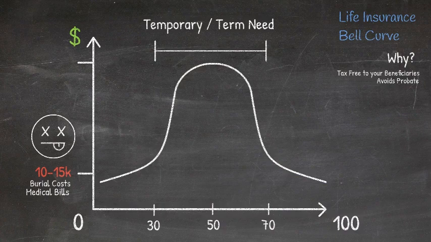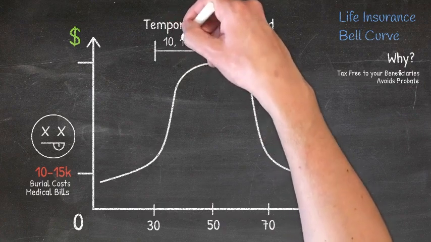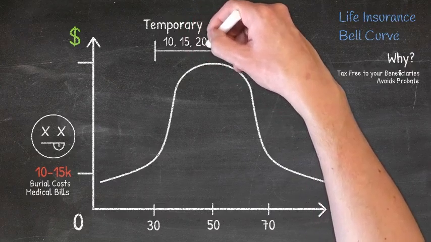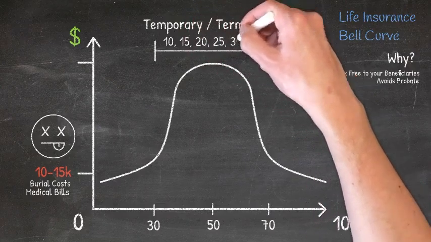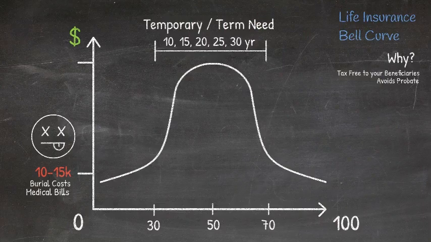So depending on where you are in life, you can buy term in 10, 15, 20, 25, or 30-year increments. There's also other variations, but this is just talking about a straight term policy.